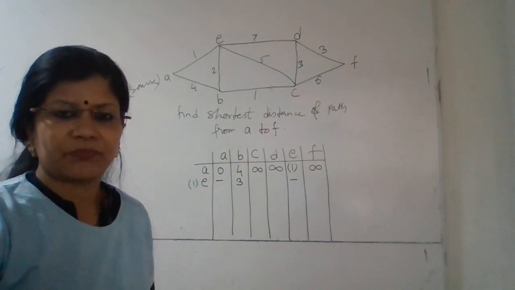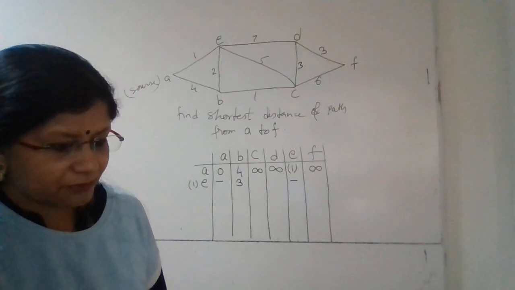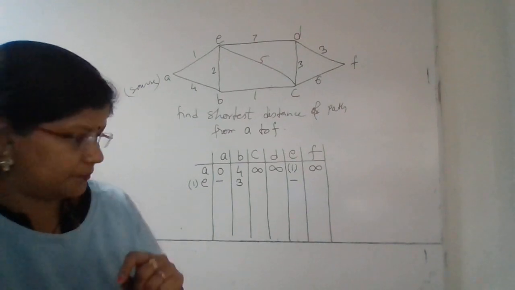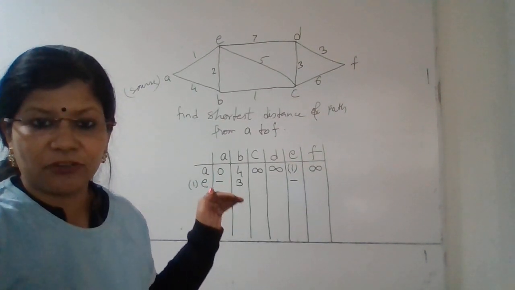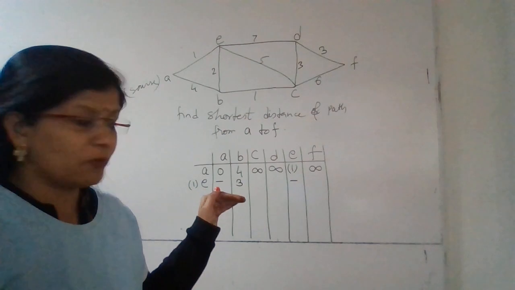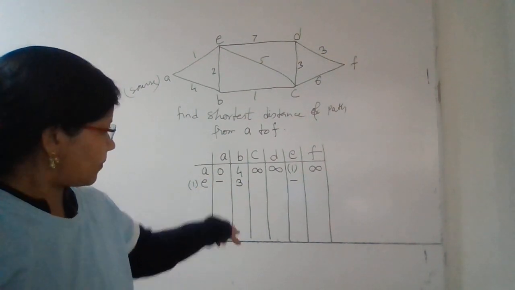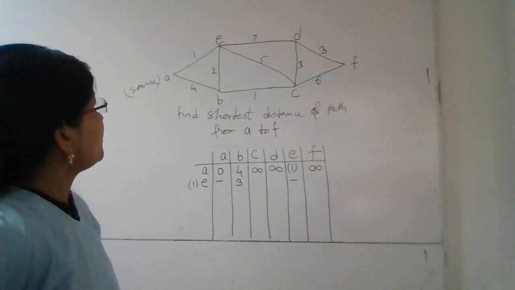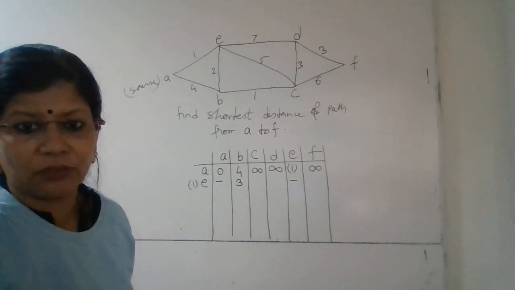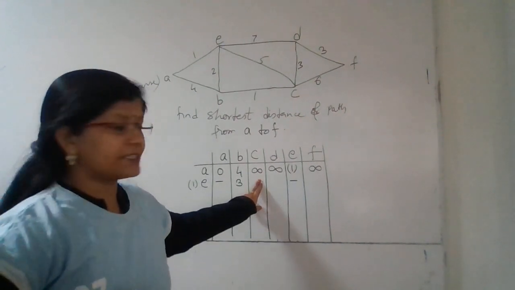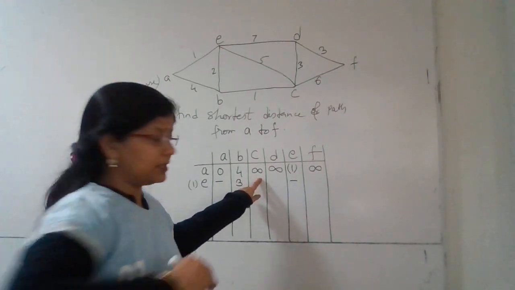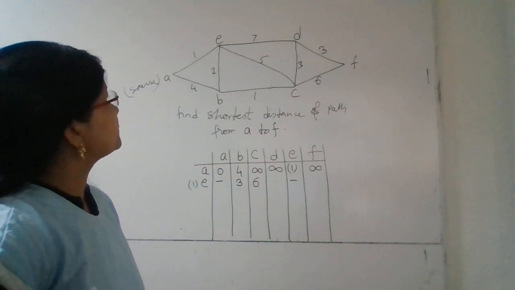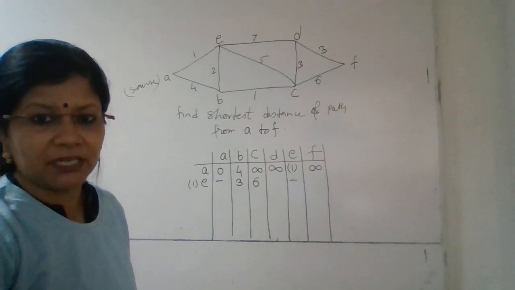Always check the final value against the previous value and write down the minimum value. So the minimum value between 4 and 3 is 3. Write down 3. Now check E to C. E to C having 5 value, 5 plus 1 is 6, and 6 is less than infinity. E to D: E to D 7, 7 plus 1 is 8.